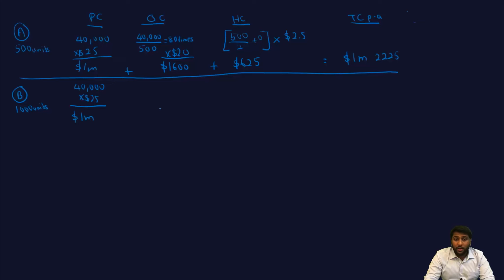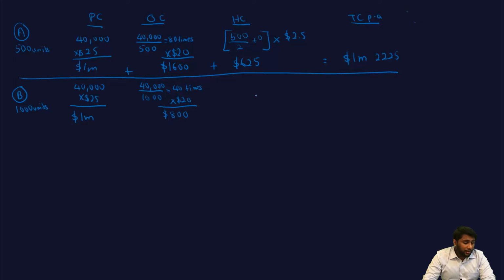Ordering cost is going to be how much? 40,000 units you need for the entire year. Now, according to manager B, how many units are you ordering? 1000 units. So how many times will you have to place the order? In order to get 40,000 units, 40 times. Each time that you place the order, there is a cost of $20. So the total ordering cost for the entire year will be $800.